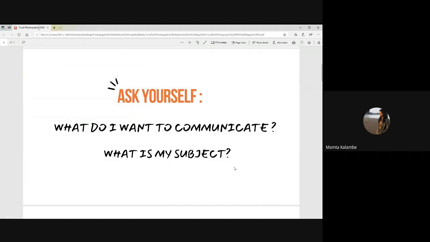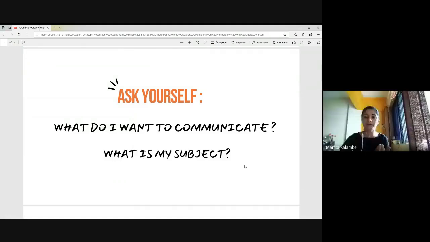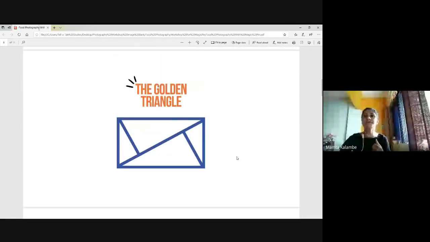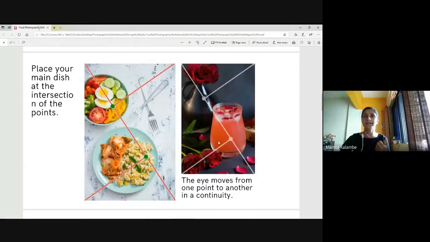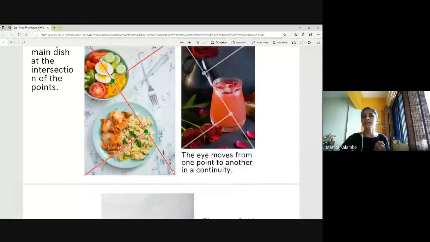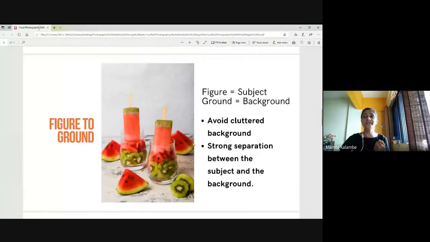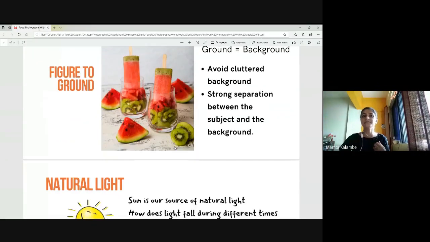Subject. Whatever your main subject is, try to find that. So this is the golden triangle. It's basically to place your main food items at these intersecting points, like in the example over here. Yeah. And then we learned about figure to ground: avoid cluttered backgrounds and make a good separation between your subject and your backdrop.